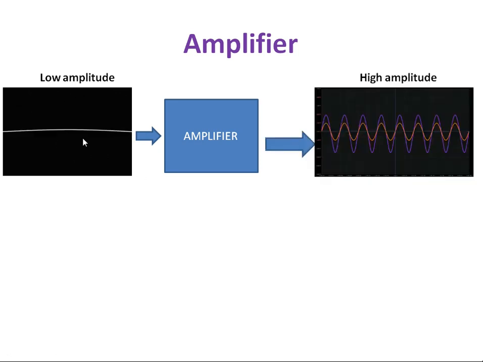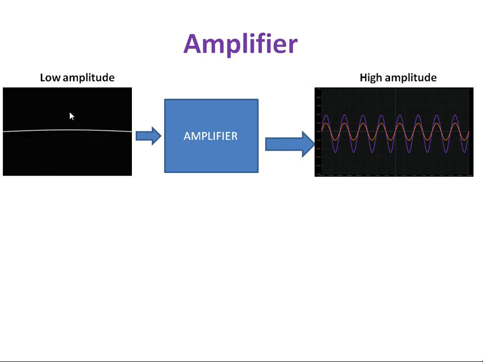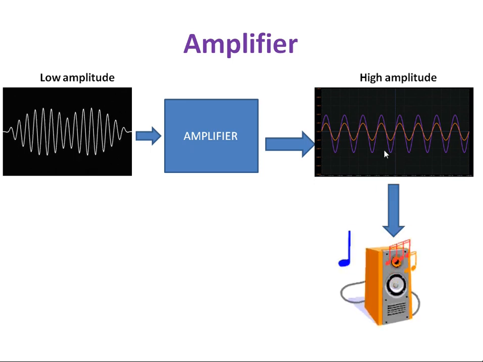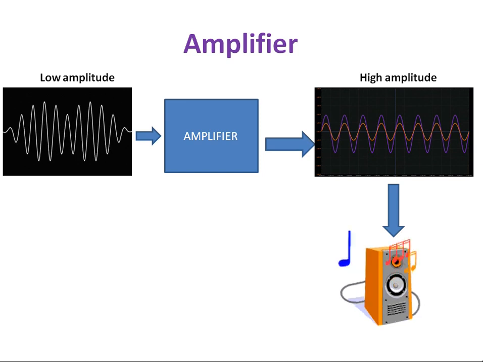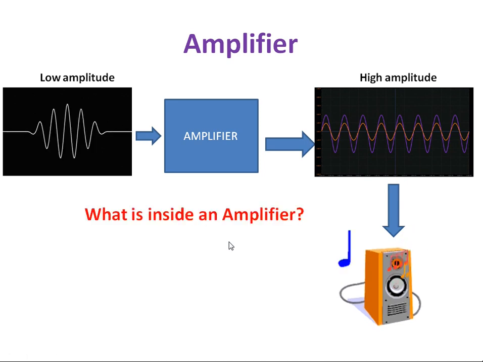So here we are applying a low magnitude signal. After amplification, the magnitude of the signal has improved, so here you will get a high amplitude signal. This high amplitude voice signal or electrical signal is given to the loudspeaker, so that you can hear the music or voice from the loudspeaker.